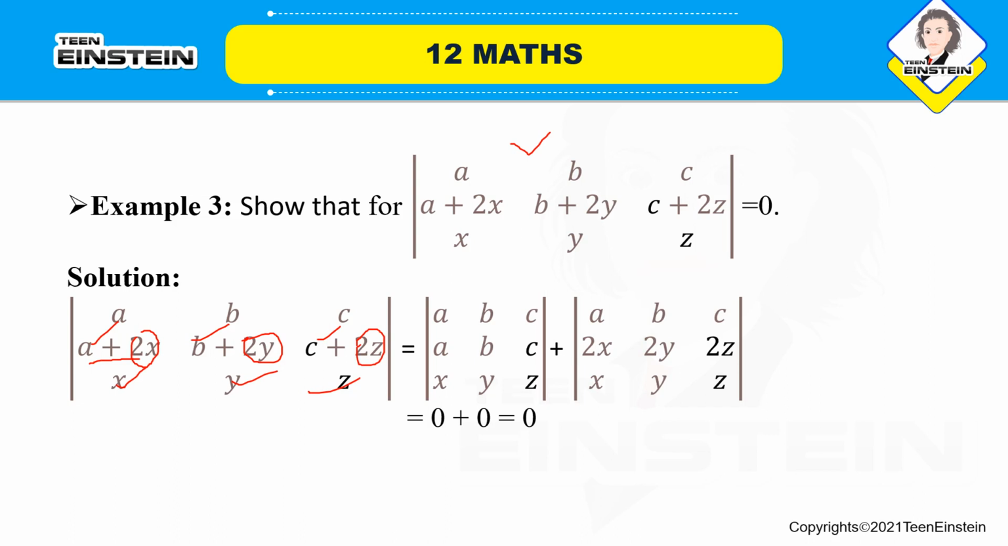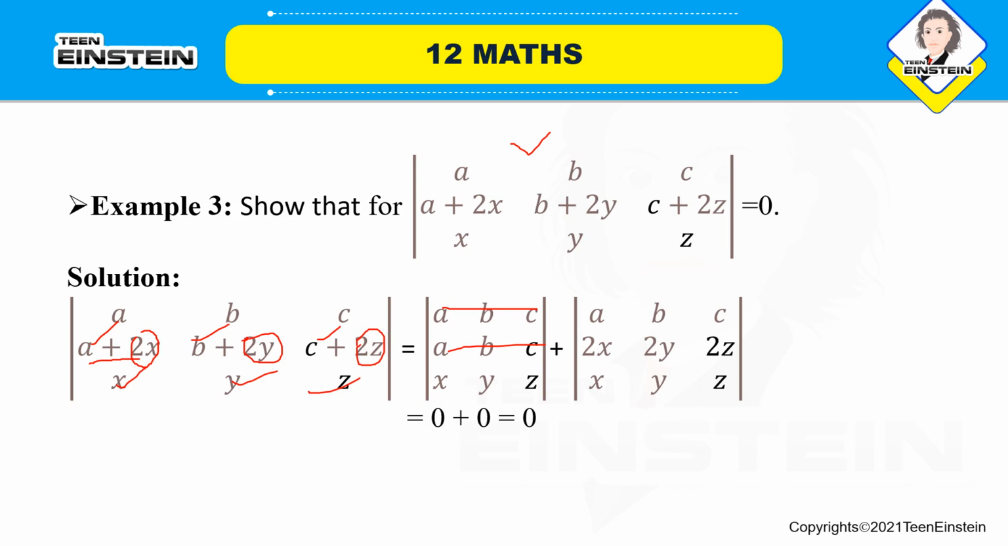Now see the first determinant. Here the first and the second row elements are identical. So what is the value of this determinant? It is 0, without expanding it, as we have studied the properties of determinants.